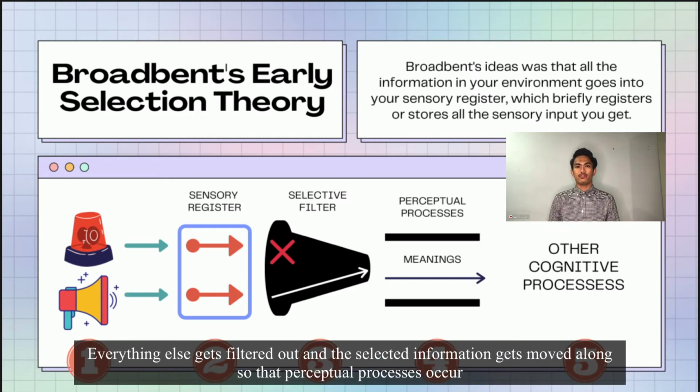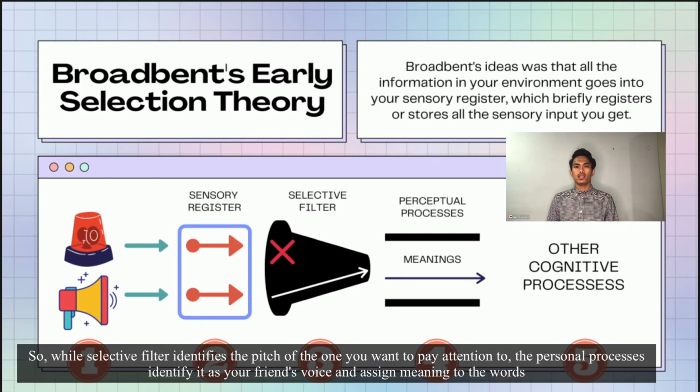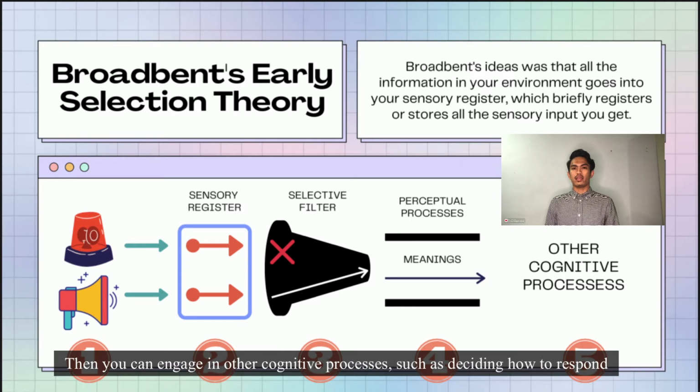Everything else gets filtered out and the selected information gets moved along so that perceptual processes can occur. This process assigns meaning to the information. So, while the selective filter identifies the pitch of the one you want to pay attention to, the perceptual processes identify it as your friend's voice and assign a meaning to the words. And you can get engaged in cognitive processes, such as deciding how to respond.